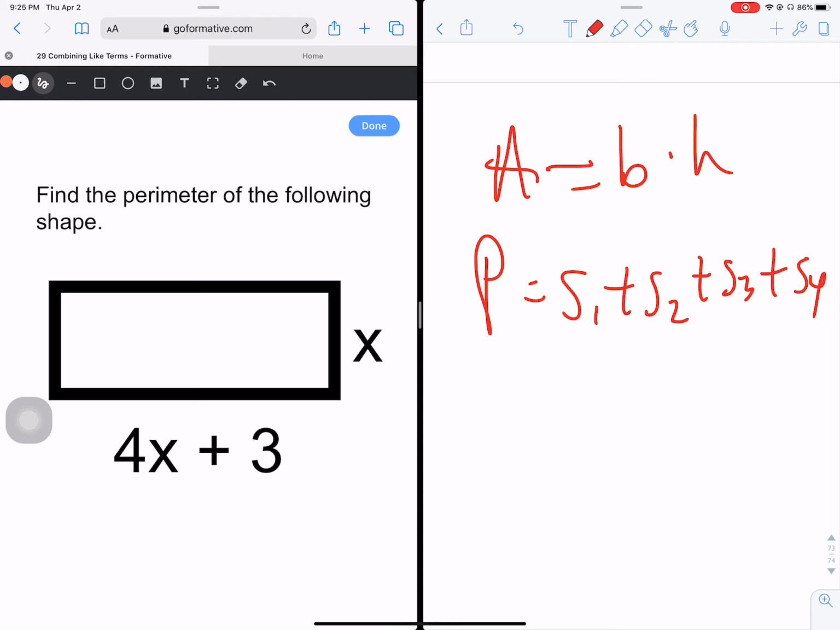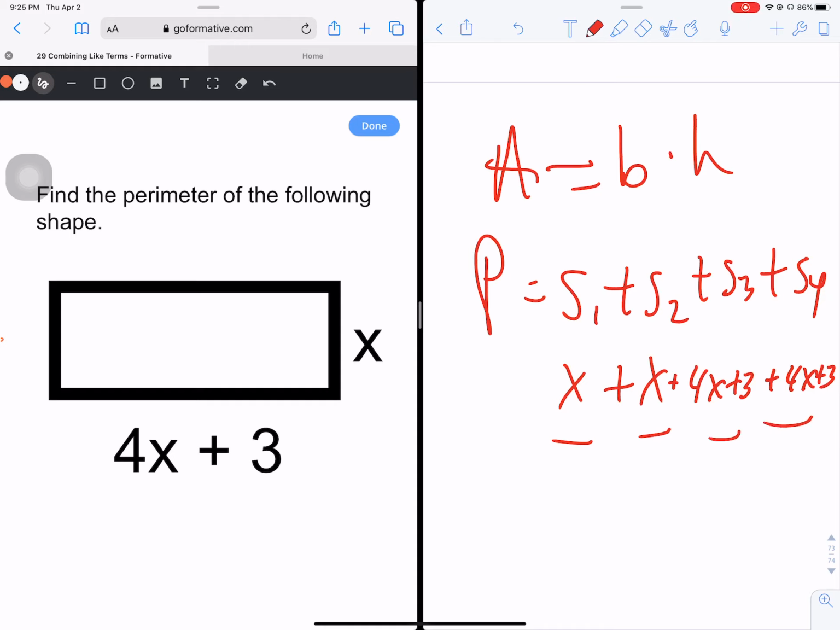Let's do perimeter first. If this side's x, what's this side? X. Okay. If this is 4x plus 3, then guess what this is? 4x plus 3. So really, when I'm doing my sides, I'm doing, okay, x, and I have 4x plus 3 and 4x plus 3. Those are my four sides. 1, 2, 3, 4 sides.